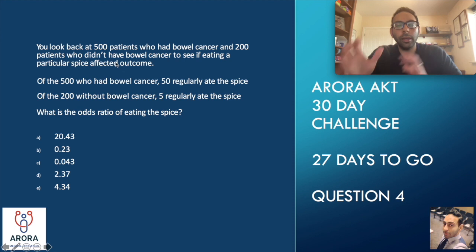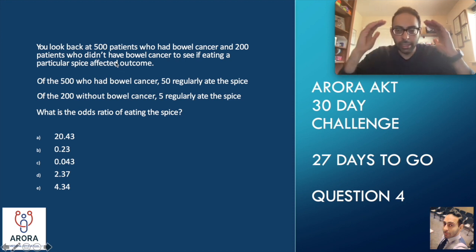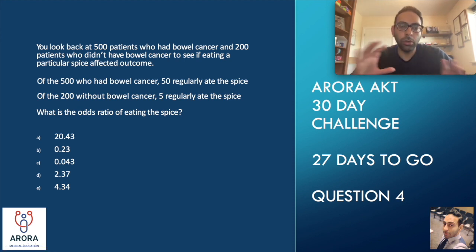So, odds ratios and risk ratios are completely different things, and we talk about them in detail with examples and the difference between them on our stats online courses, but this is about odds ratios, so we're going to get this bit right in your mind. So you look at 500 patients who had bowel cancer and 200 patients who didn't have bowel cancer. So you've got the cases here, there are 500 cases, and you've got 200 controls, so people who didn't have the outcome, to see if eating a particular spice affected outcome. So this is an example of a case control study.